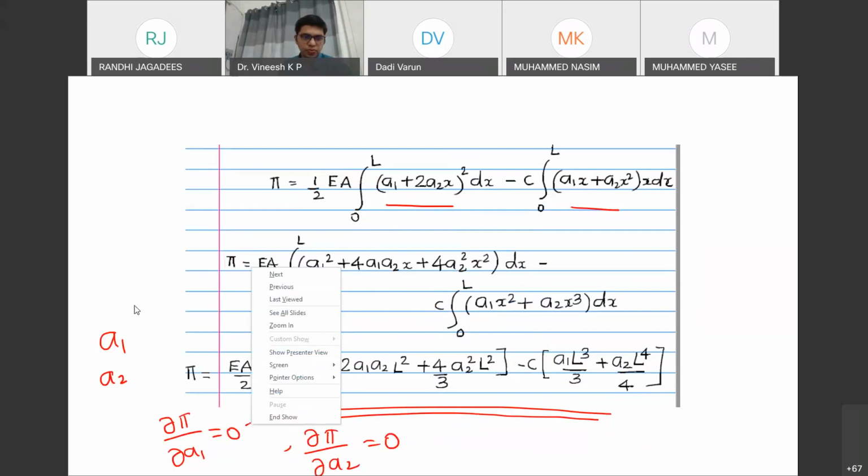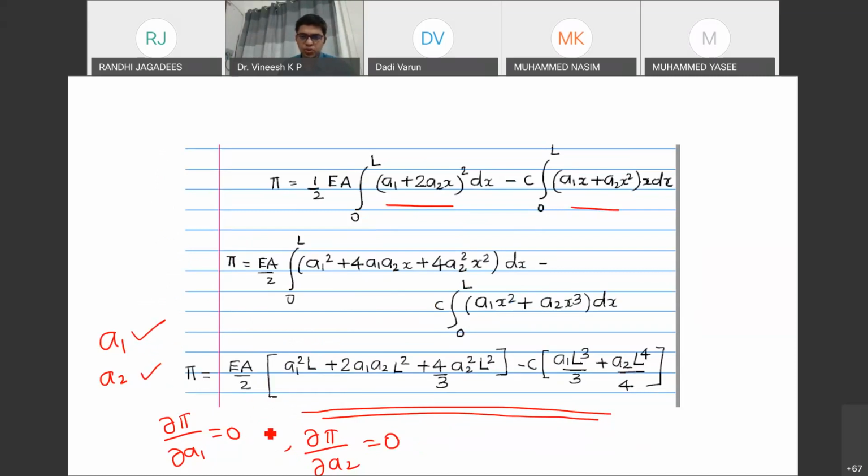What are the unknowns for u? The unknowns for u are A1 and A2. So you can apply the minimum potential energy. That means if you differentiate the potential energy with respect to A1, you can equate it to 0. You can call it equation 1, and dou pi by dou A2, you can call it equation number 2. So you will get two equations and two unknowns, A1 and A2. So you can find out the values of A1 and A2.